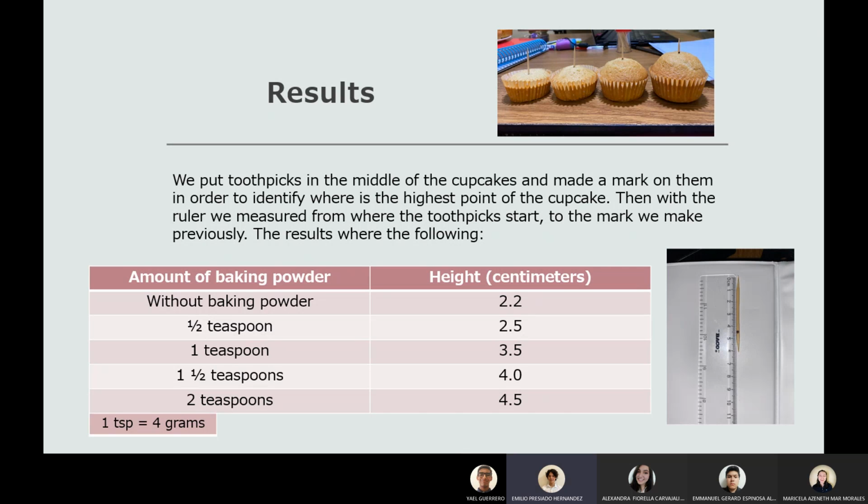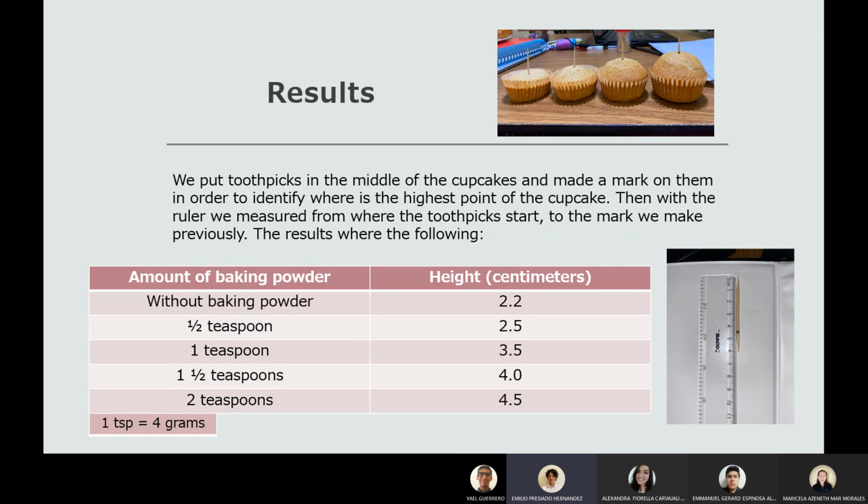Results. We put toothpicks in the middle of the cupcakes and made a mark on them in order to identify where is the highest point of the cupcake. Then, with the ruler, we measured from where the toothpicks start to the mark we made previously. The results were the following.